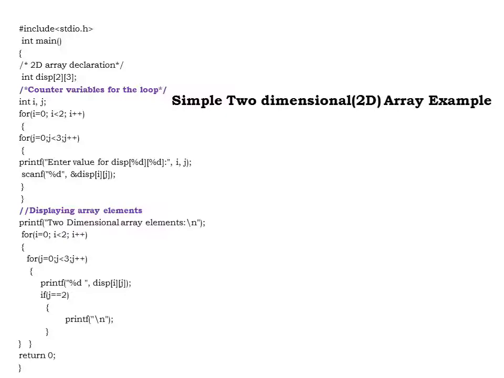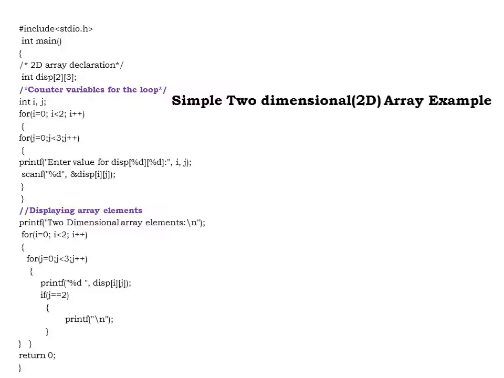So we have the outer for loop i equal to 0, i less than 2, i plus plus, and we have the inner for loop which represents j equal to 0, j less than 3, j plus plus. And inside the inner for loop we are going to have a printf statement which prints the values that are stored at their respective index values. Now inside that we have a condition if j equal to 2. So when this condition is reached, we move on to print the values on the new line. So let us demonstrate the code which displays the array elements.